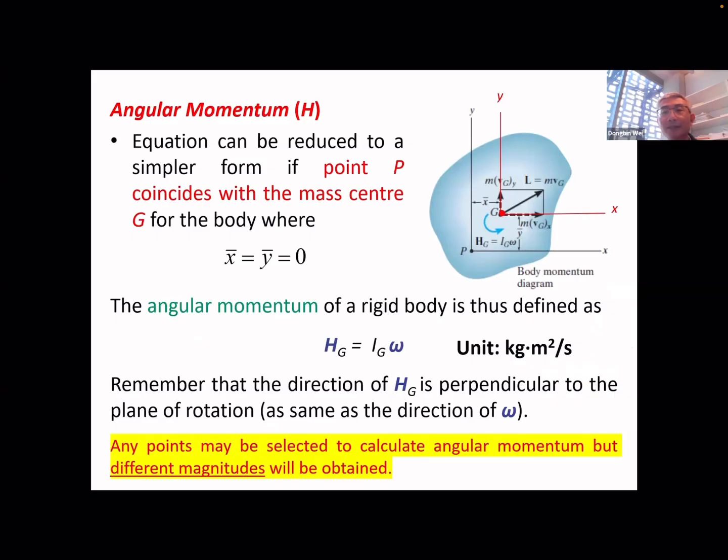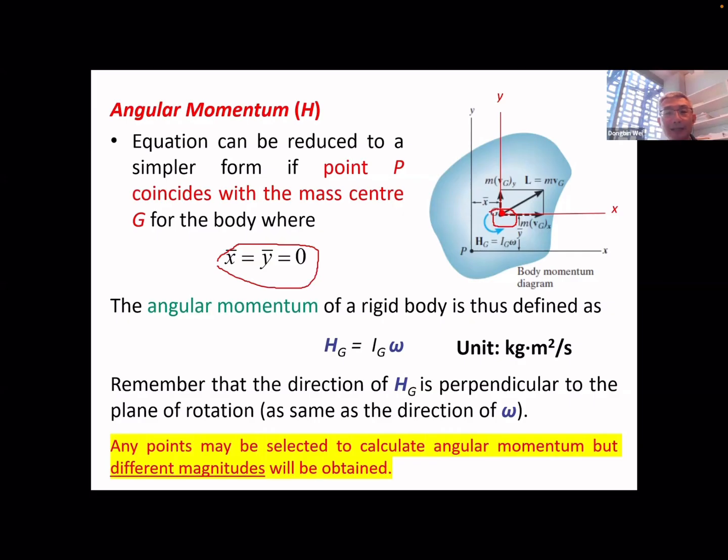That means if we select the mass center point G of this rigid body for our calculation, we should be able to simplify this equation. How? You can see if you select point G for your calculation, then the moment arm for m VGY and m VGX, the moment arms x bar and y bar, should both be zero. Okay.